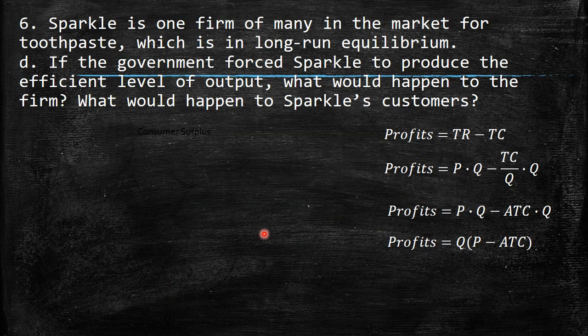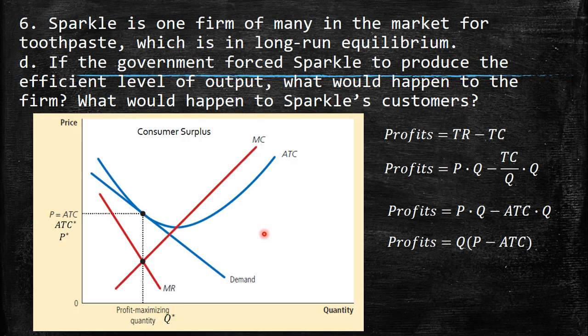Okay, Sparkle again. If the government forced Sparkle to produce the efficient level of output, what would happen to the firm? What would happen to Sparkle's customers? So here again we have the diagram of our Sparkle firm, and here, as I said before, P star and Q star are the social optimum from perfect competition. The price should be lower and the quantity in the market should be higher, so more people can consume that good. So here we have the cost.